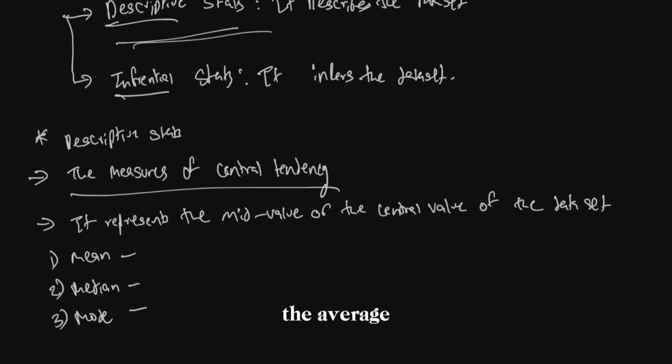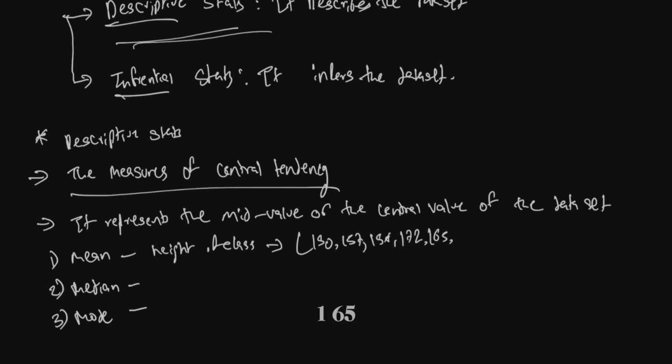Mean, or the average value, describes the average of the total data set. So let's say you have a data set of the heights of a class: 150, 157, 158, 172, 165, 196. So we have 1, 2, 3, 4, 5, 6. If you add these up, the sum, and then divide by 6, you will get the mean or average height. So this is what the mean is.